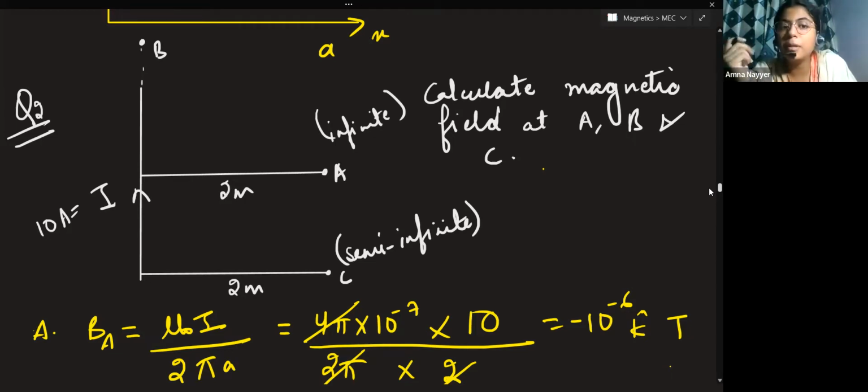At B point, what will happen? The point and the current element both will lie in the same plane. So that makes the angle 0 degrees and sine 0 becomes 0.